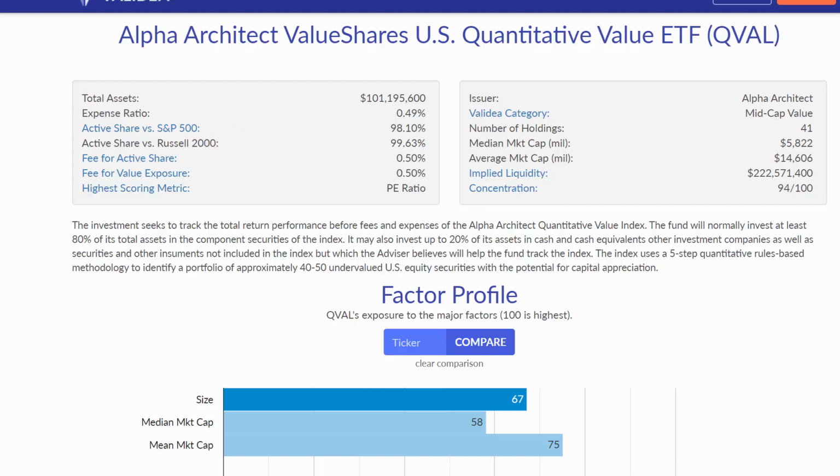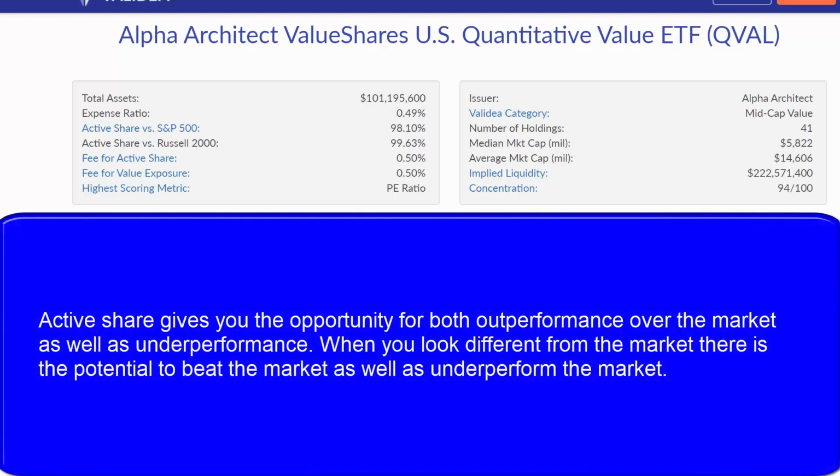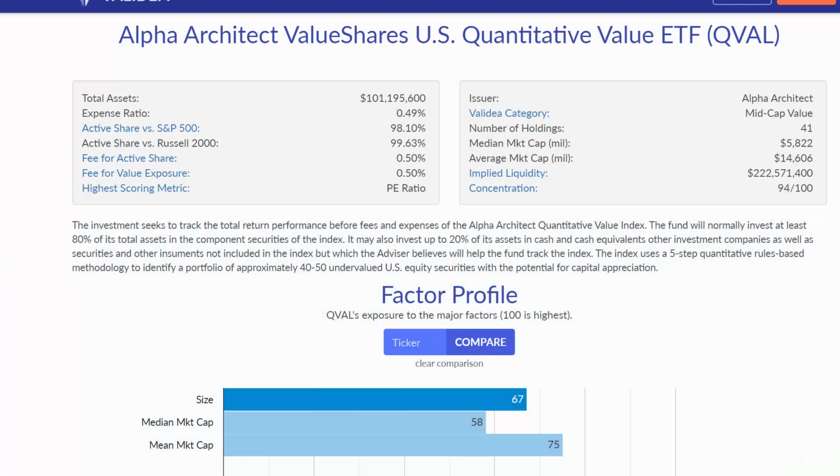It doesn't tell me I'm getting something good. It doesn't tell me I'm getting something bad. It tells me I'm getting something different. And what something different gives you is an opportunity for outperformance. It also gives you an opportunity for underperformance. But if you're trying to buy an ETF to outperform a certain index and it has an active share down near zero, your odds of outperforming that index are very, very low, because I'm not getting anything that's different than the index. And in this case, we're getting something with this QVAL, the quantitative value ETF. I'm getting something that's very different than the index. And in a minute, we'll talk about what that actually is.